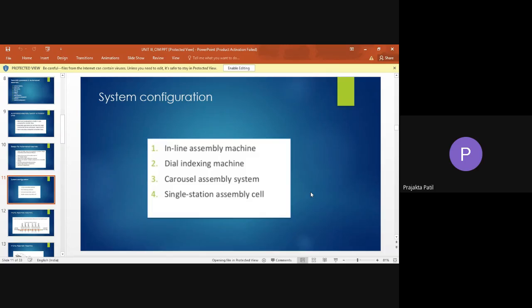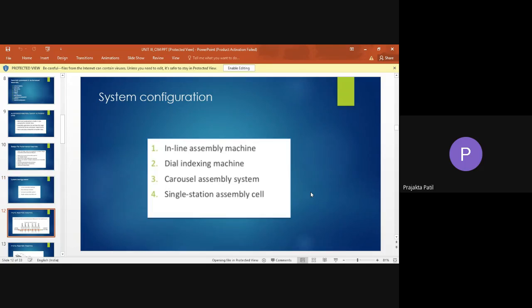This is an important question. Kindly practice all these diagrams well, and some description with respect to those diagrams and the different configurations that we have. First is the inline assembly machine, second is the dial indexing machine. These two you are aware of because you have seen the same even in automated production lines. Third is the carousel assembly system, and fourth is the single station assembly cell. Now let us see one by one.